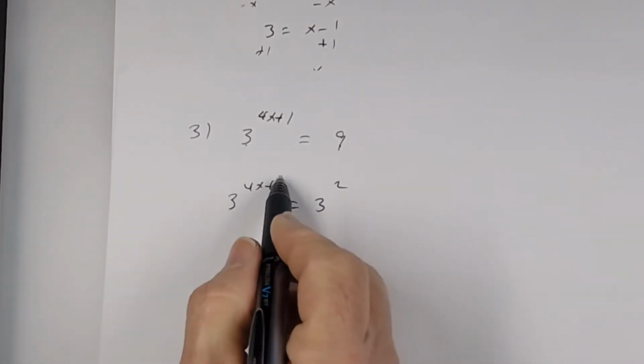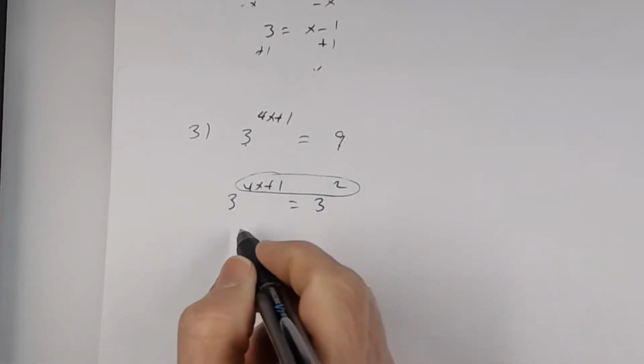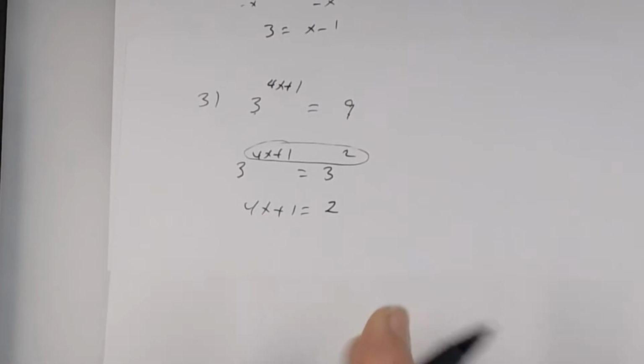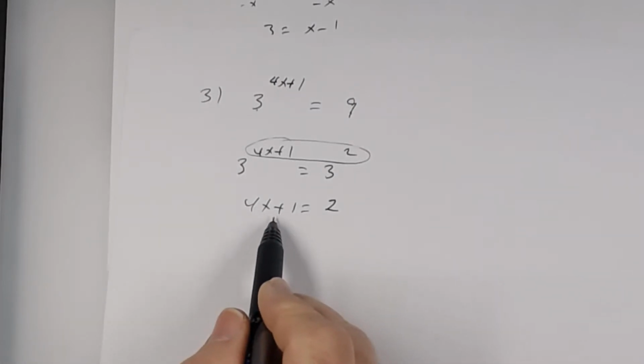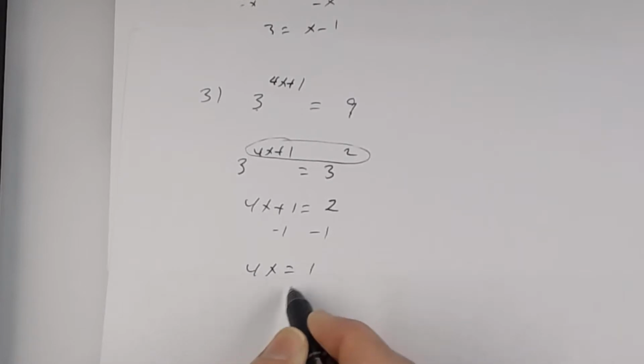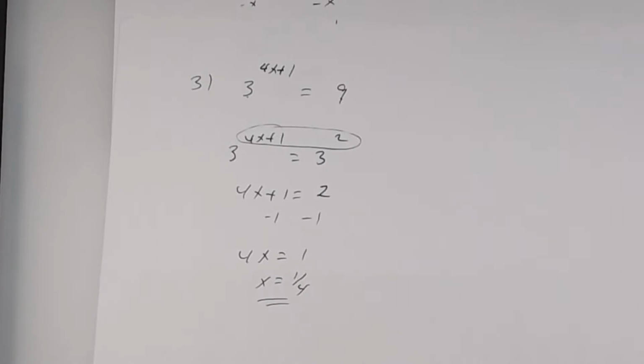So now I set the exponents equal to each other. So I get 4x plus 1 must equal what? 2. And notice I end up with what kind of equation? Linear. So subtract 1, I get 4x equals 1. So what's x? 1/4. That's your solution.